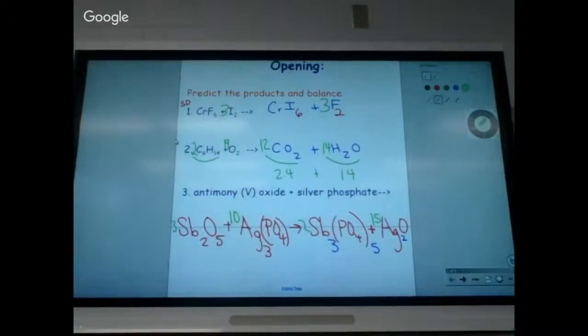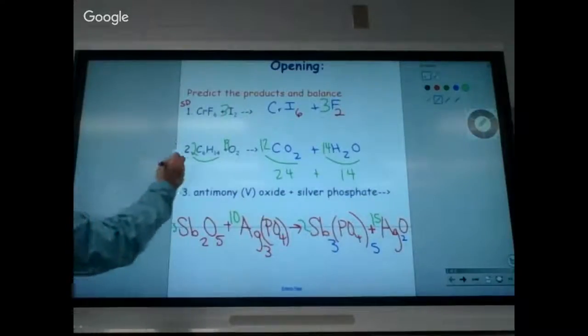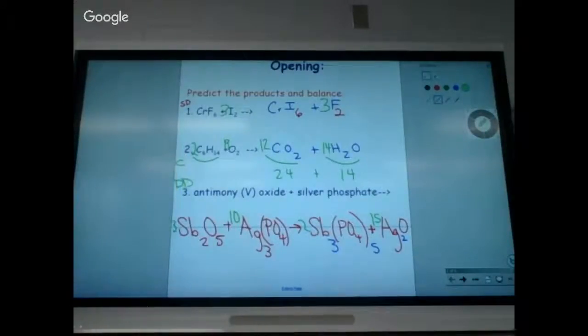All right. Questions on the opening? No. Okay. So I didn't write down the types y'all told me. That was combustion. And that was double displacement. Are you okay with everything? I just need help with yesterday's.